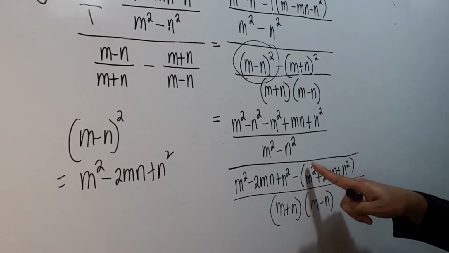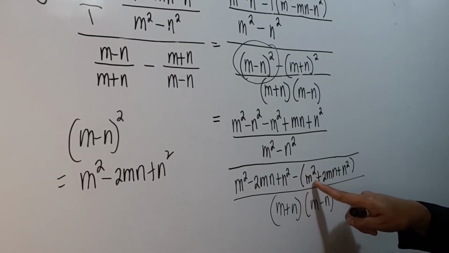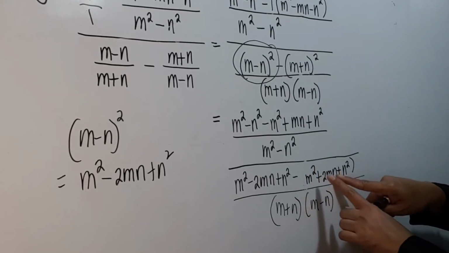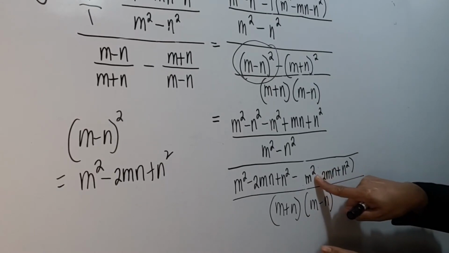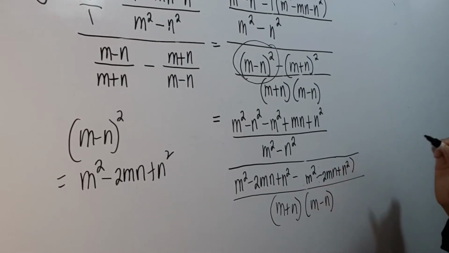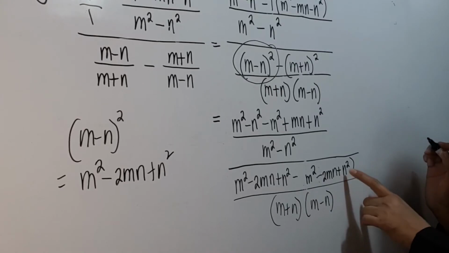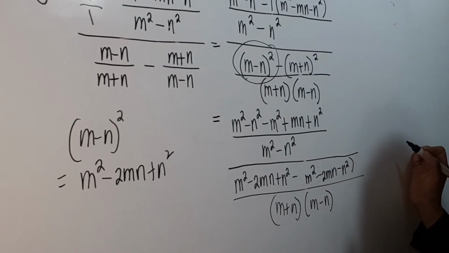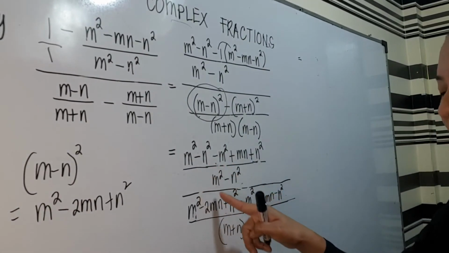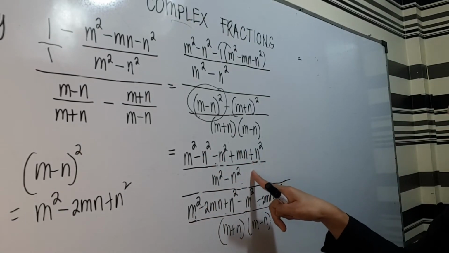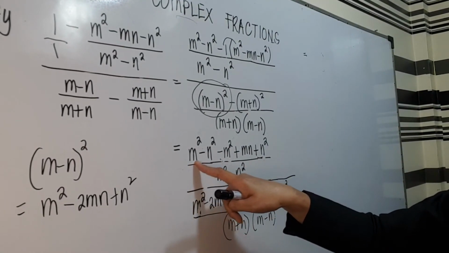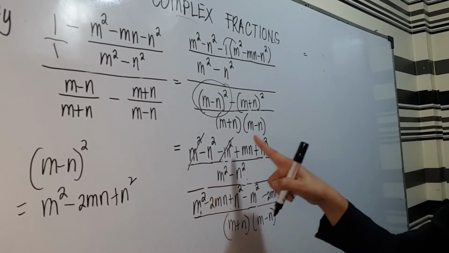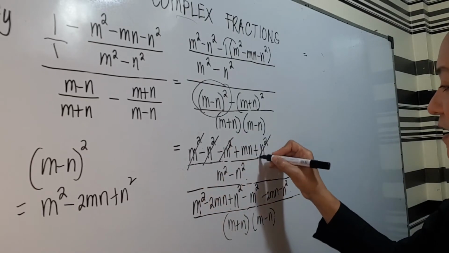So, let's remove the grouping symbol. We change m squared, so that is negative m squared. Alright? Then, this is positive 2mn, that becomes negative 2mn. This is positive n squared, so that is negative n squared. Okay? Okay, so let us combine like terms here in our numerator. We have m squared, positive, and negative m squared, so that's cancelled. Negative n squared and positive n squared, that's also cancelled.